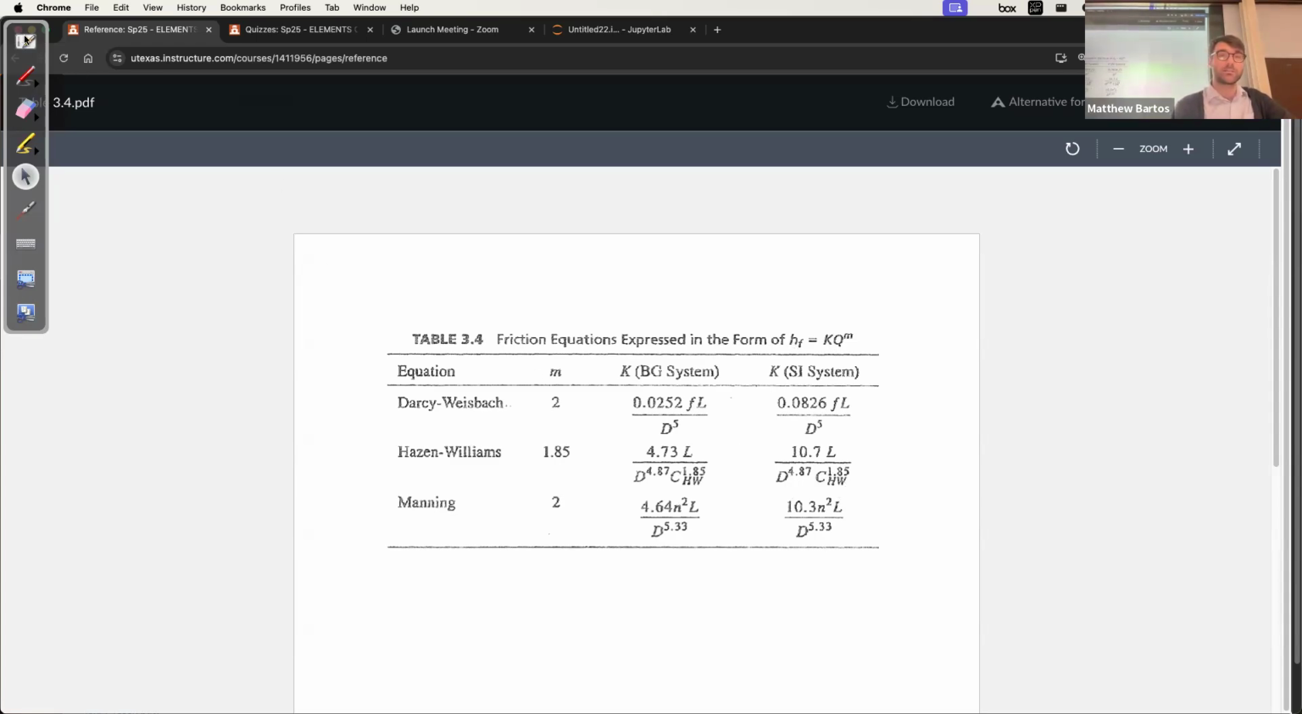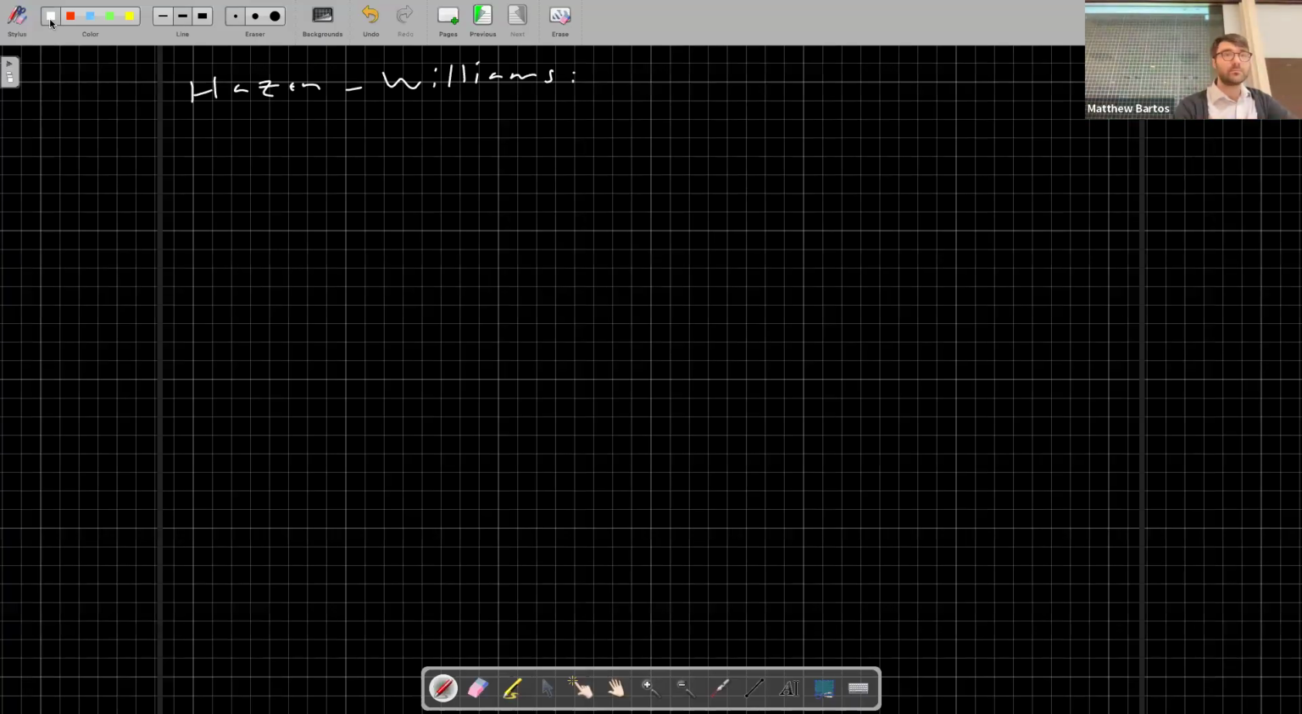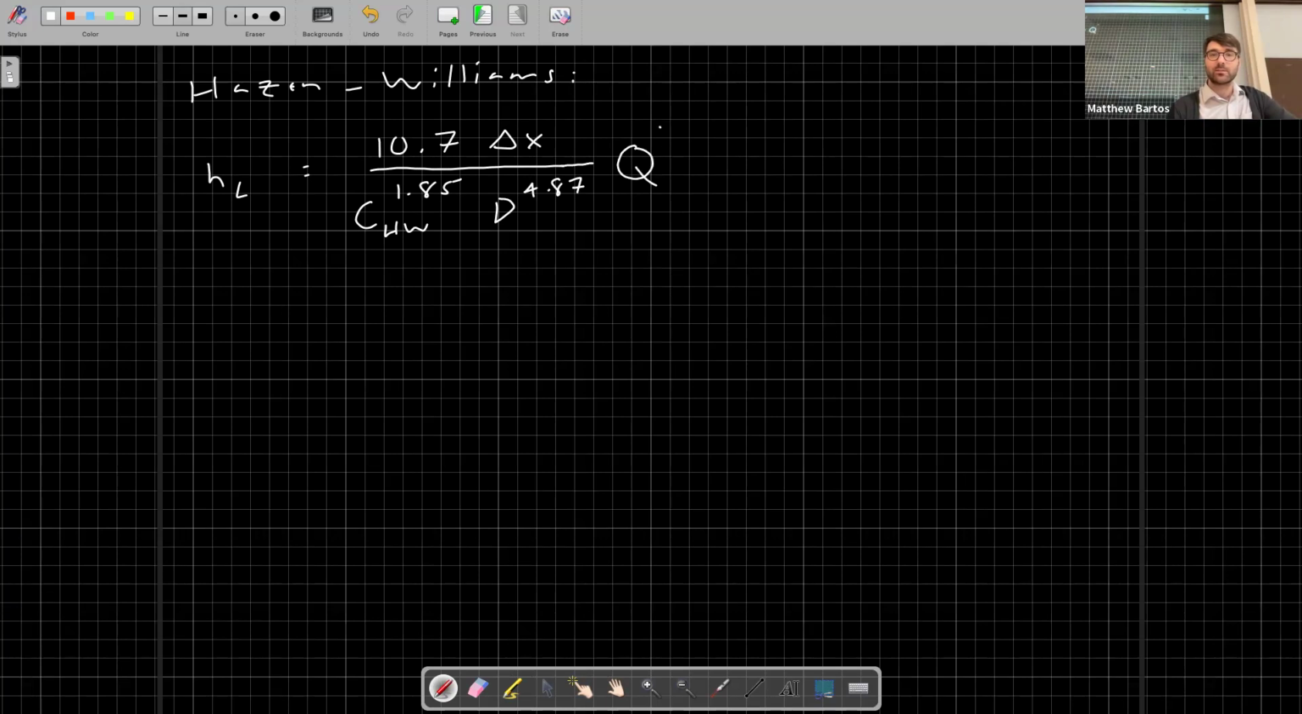Let's go ahead and write that down. Our head loss will be equal to 10.7 times the length of the pipe, which I'll call delta X, divided by the Hazen-Williams coefficient to the 1.85 power, divided by the diameter to the 4.87 power, times the discharge to the 1.85 power.